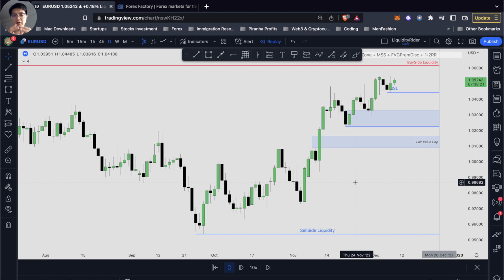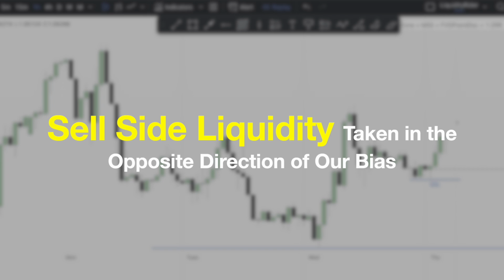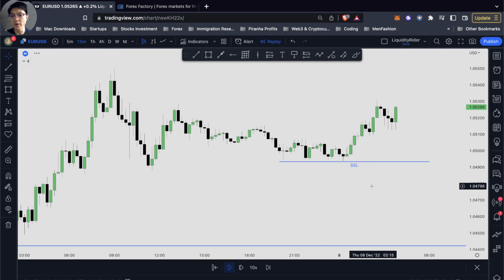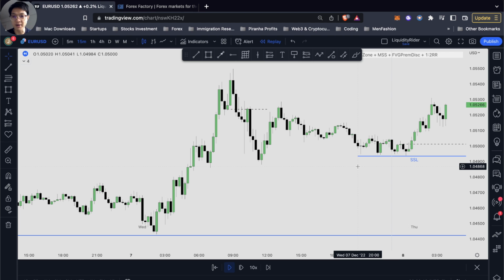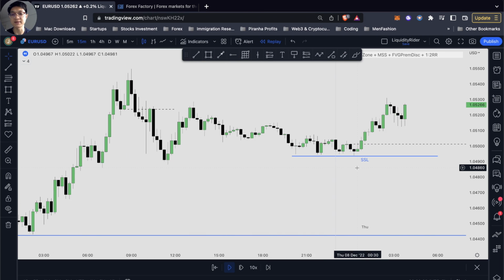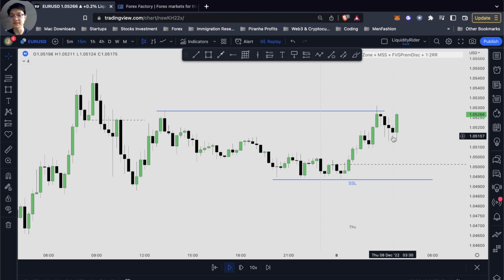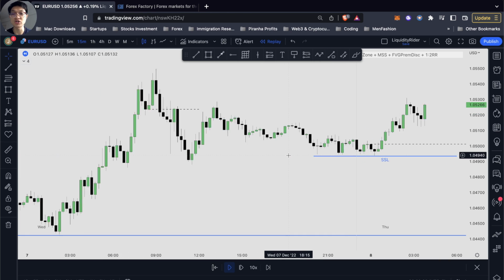Once we know the overall direction of the market, I'll be looking into our lower time frame to look for any potential setup. Since we know the direction is going to be bullish, we want to see any sell side liquidity taken in the opposite direction of our bias. So once I go to the lower time frame, I identify my closest sell side liquidity, which is right over here. These are our relatively equal lows. There is a lot of liquidity resting below them. Since price already took out our buy side, I want to see price come back to take out our sell side before going even higher. So I'll set my alert around this level and wait patiently for the price to come back.